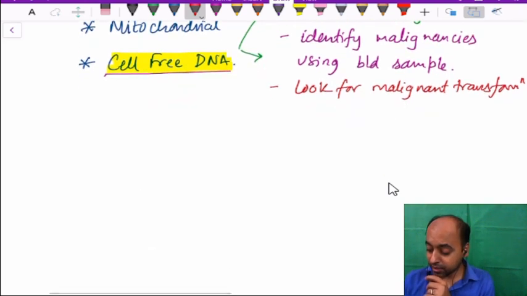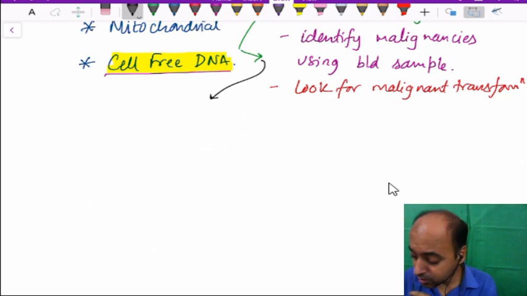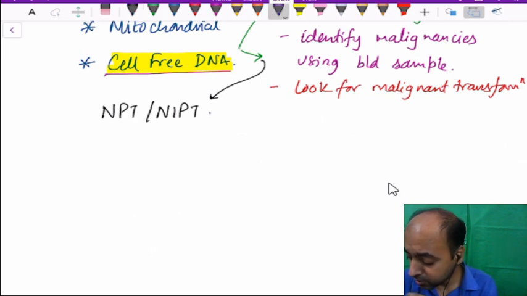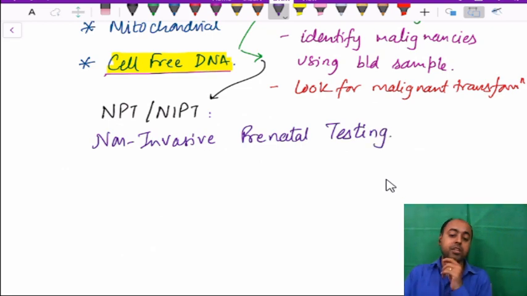The second very important use of the cell-free DNA is what is known as NIPT, which stands for the non-invasive prenatal testing.